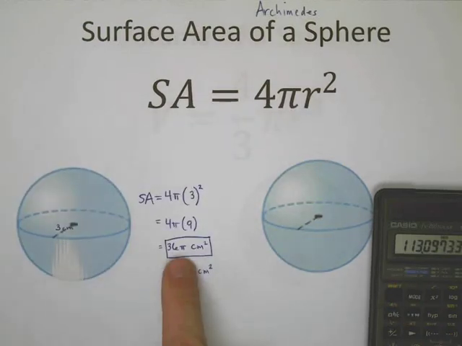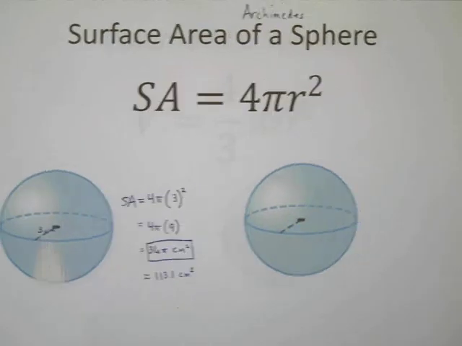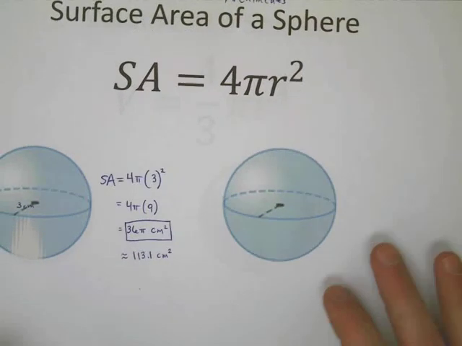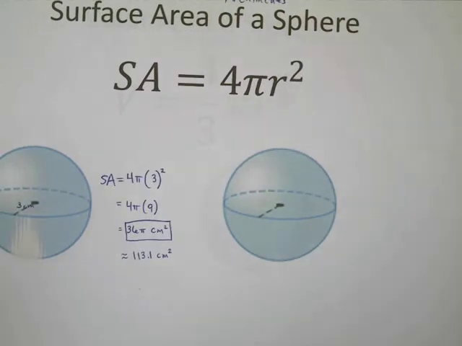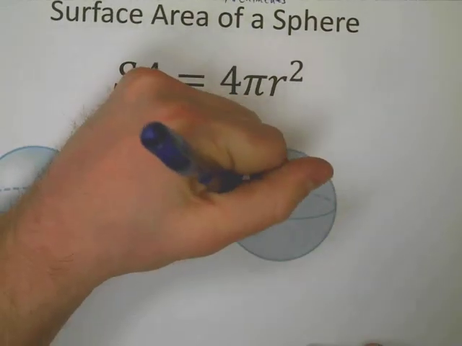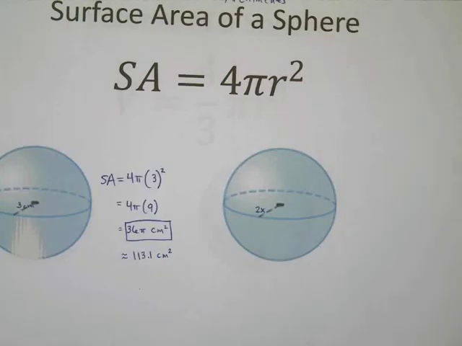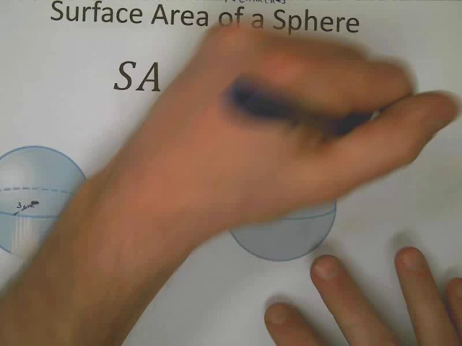Either way, it depends on what you're looking for. Are you looking for the answer in terms of pi, or are we looking for approximate answers? Let's do one that's a little bit more algebra based. This is typically what we see on our end of course exams. Let's say that the radius is 2x units in length. All right, what's the surface area of this thing now?